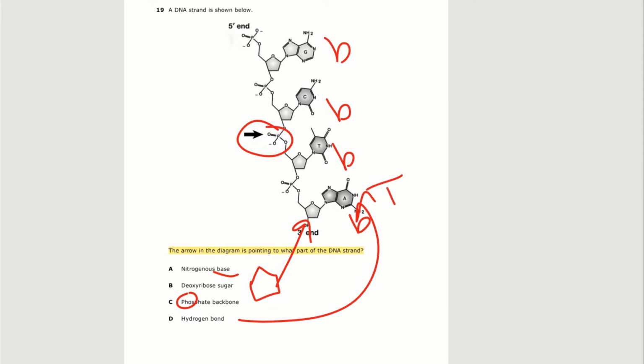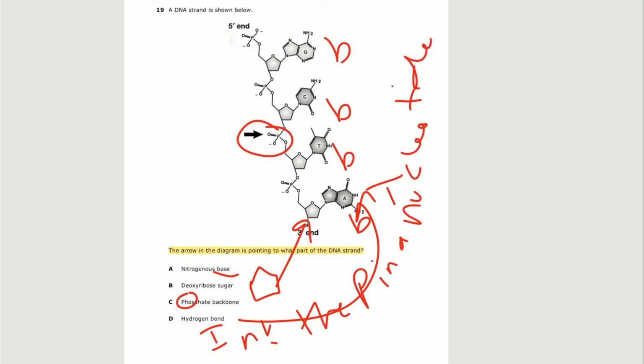Okay? So, I now know the P in a nucleotide is a phosphate. And that's what it looks like.